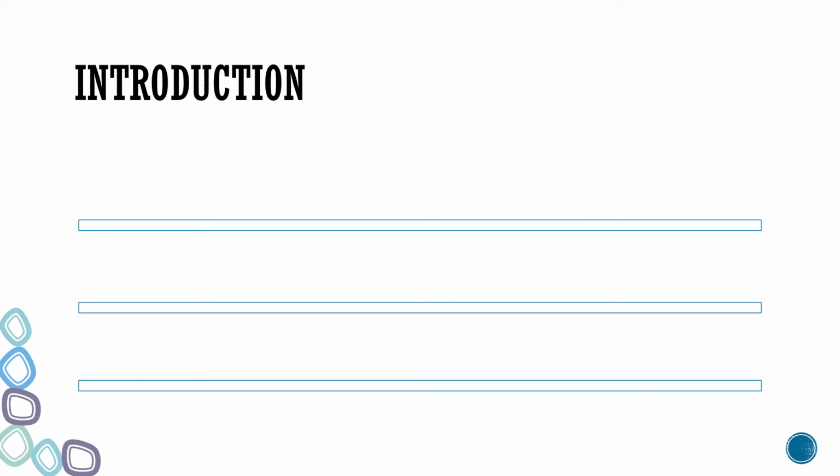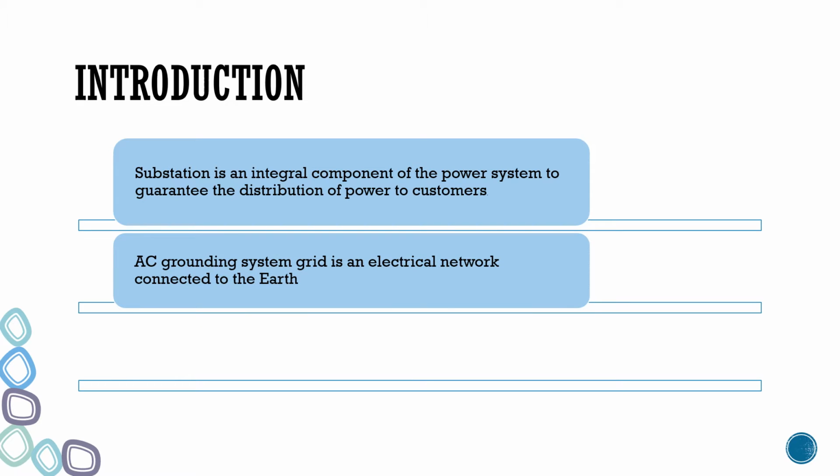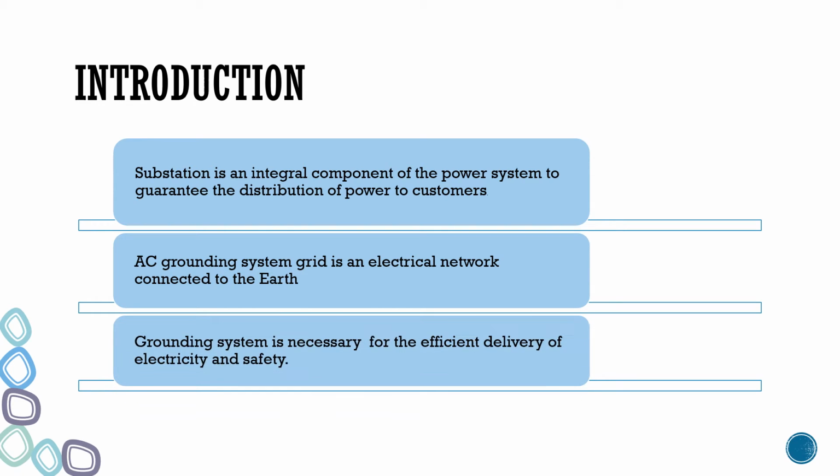Introduction. Substation is an integral component of the power system to guarantee the distribution of power to customers. AC grounding system grid is an electrical network connected to the earth. Grounding system is necessary for the efficient delivery of electricity and safety.